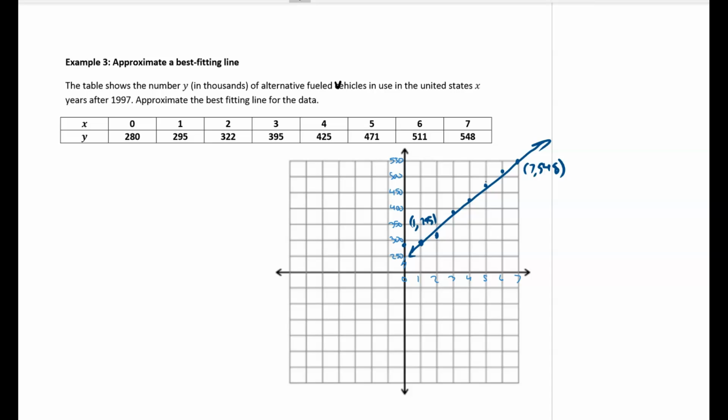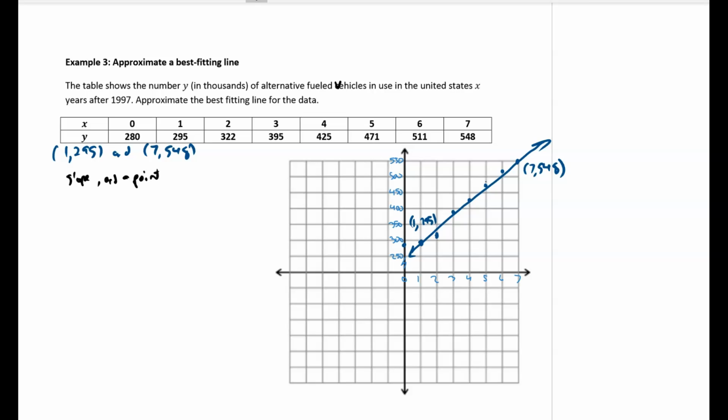Well, basically, this becomes the same exact problem as you've seen before. Given 2 points, 1, 295, and 7, 548, find the equation of the line. Well, to find the equation of a line, what are the 2 things I need? I've said this so many times, you guys should know, I need a slope and a point. Well, what formula might you want to use? Point-slope. But let's start by finding that slope.